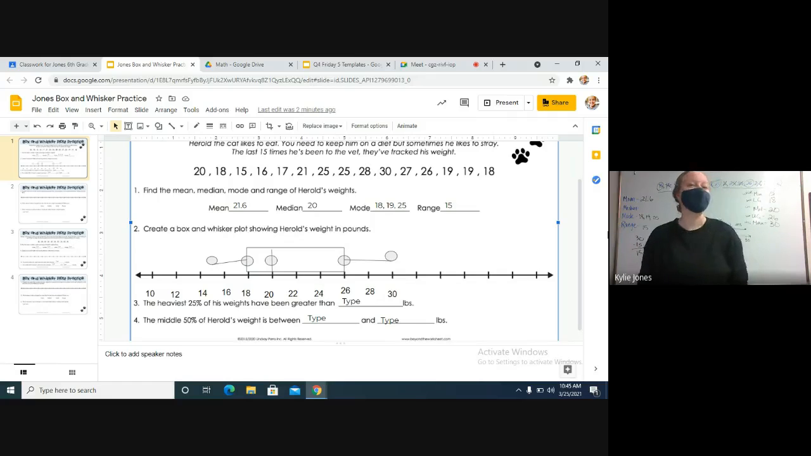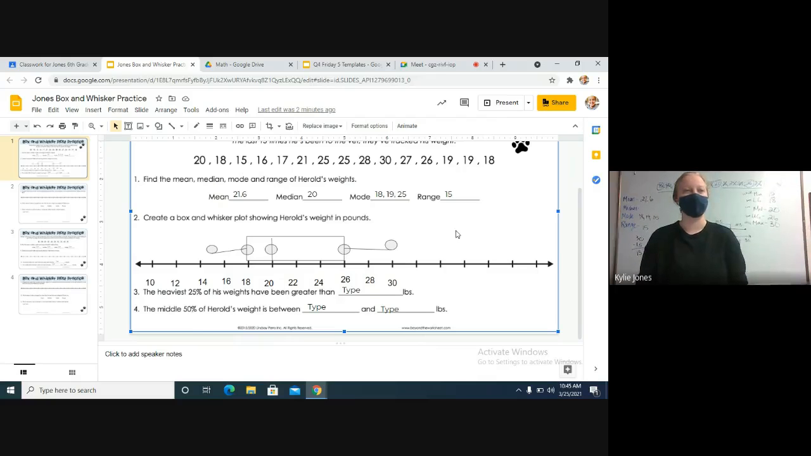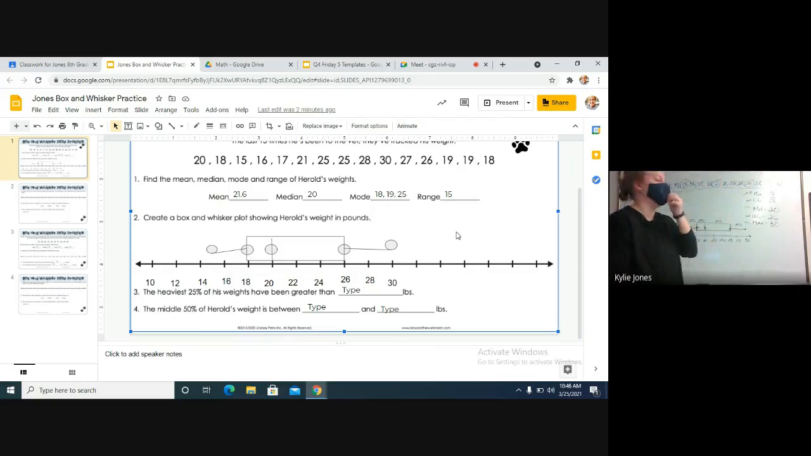Alrighty. Okay, let's finish up this slide and the next one and talk this through. So, number 3 says the heaviest 25% of his weights have been greater than what number? So we need to look at our box and whisker plot. What side of our box and whisker is the heaviest part of his weight? This far side, right? So this is the heaviest 25%. What number does it start at? So 26 to 30 is his greatest weight. So you would say that his heaviest weights are greater than 26 pounds. So our answer here is 26.